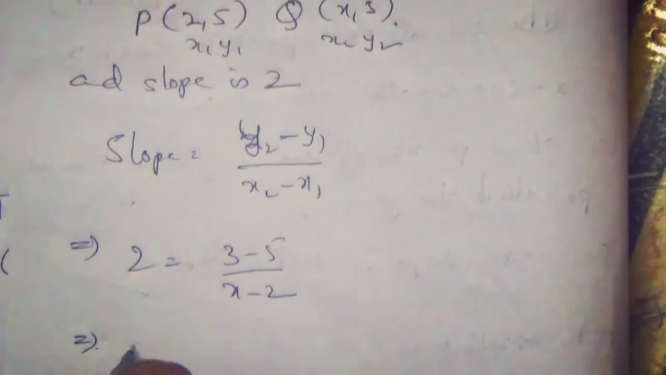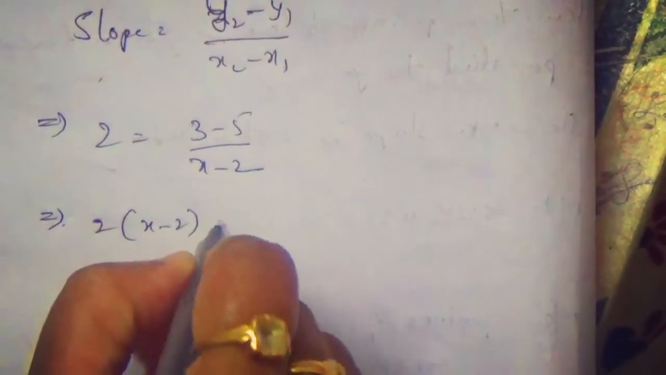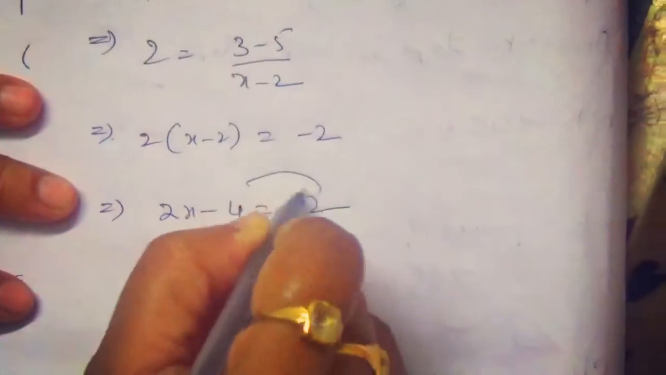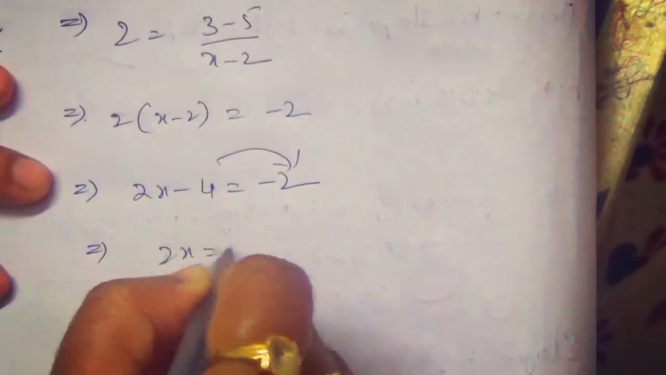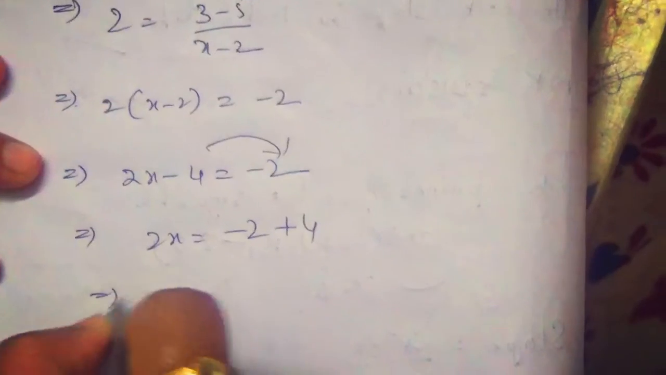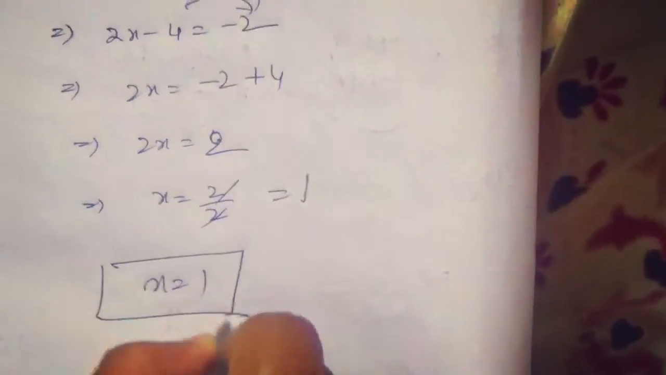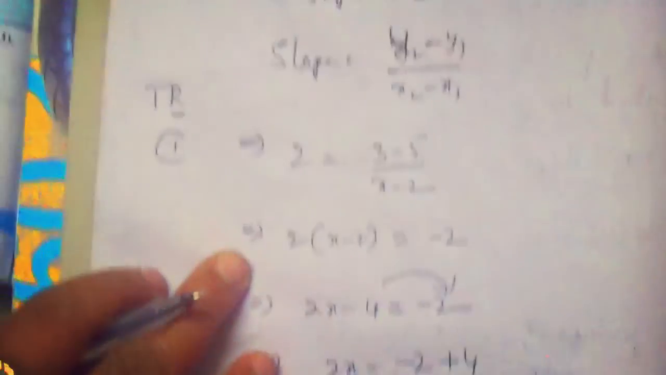That implies 2 of x minus 2 is equal to minus 2. That implies 2x minus 4 is equal to minus 2. That implies 2x is equal to minus 2 plus 4, that is 2x is equal to 2. That is x is equal to 2 by 2, that is equal to 1. So x is equal to 1, by using this slope formula.